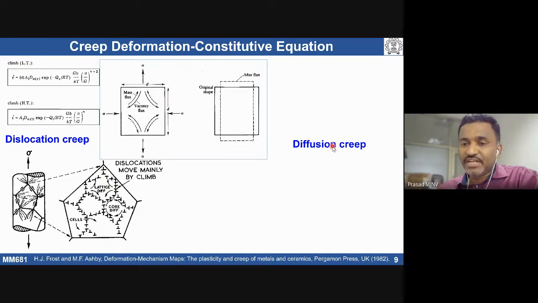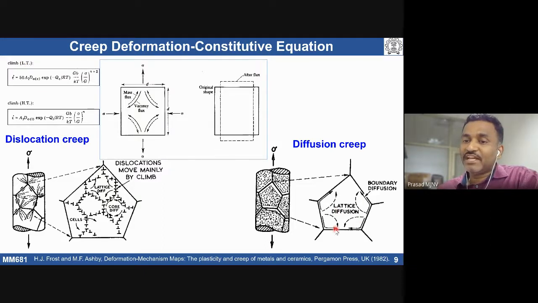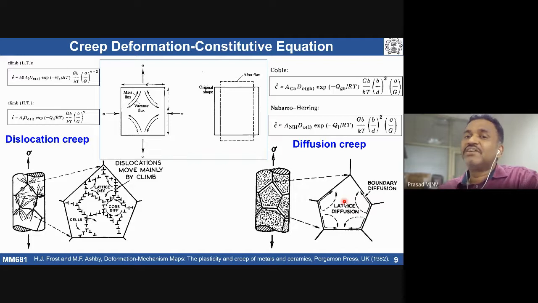In case of diffusion creep, diffusion can take place through the lattice or along the boundary. If the diffusion takes place along the boundary, we call it Coble creep. If it happens through the lattice under stress, we call it Nabarro-Herring creep. Any doubts here? Are there any doubts?